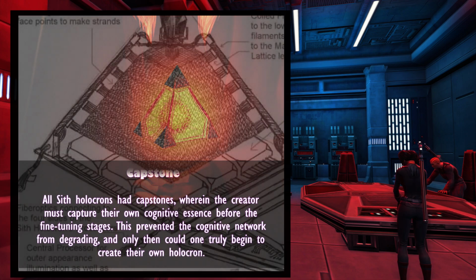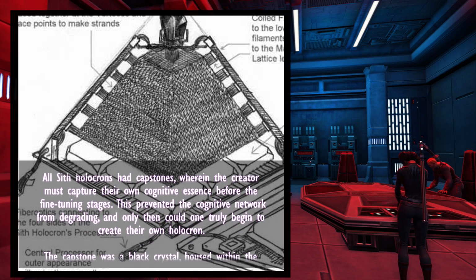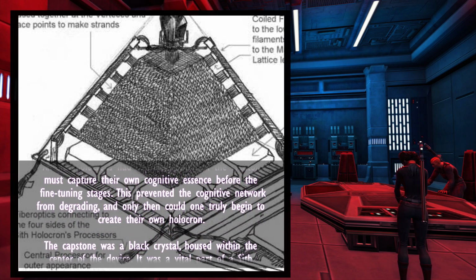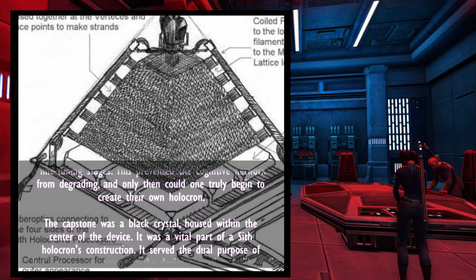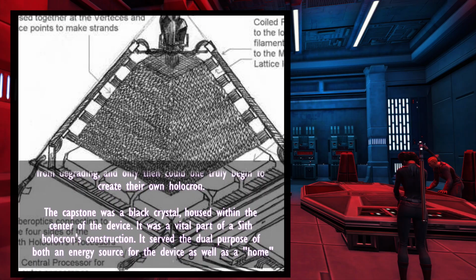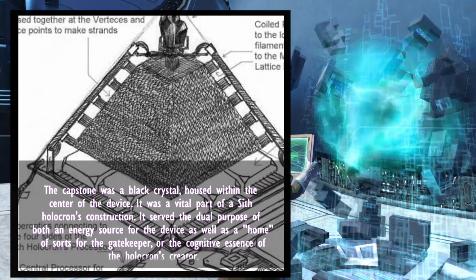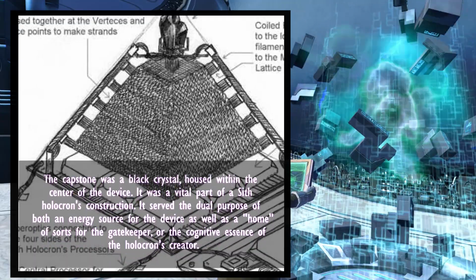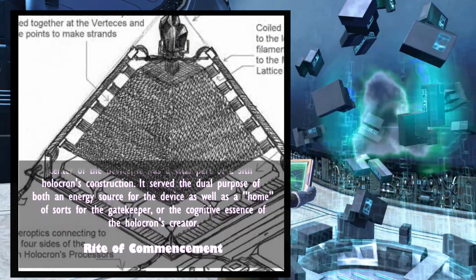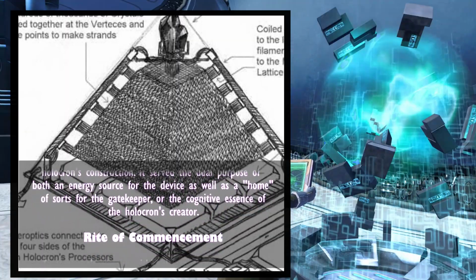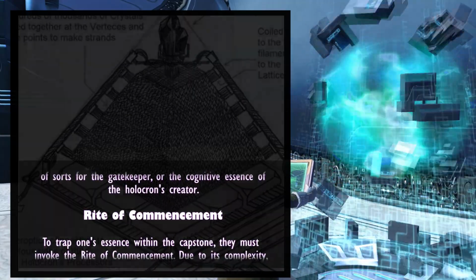Capstone. All Sith Holocrons had capstones, wherein the creator must capture their own cognitive essence before the fine-tuning stages. This prevented the cognitive network from degrading, and only then could one truly begin to create their own holocron. The capstone was a black crystal housed within the center of the device. It was a vital part of a Sith Holocron's construction. It served the dual purpose of both an energy source for the device as well as a home of sorts for the gatekeeper, or the cognitive essence of the holocron's creator.